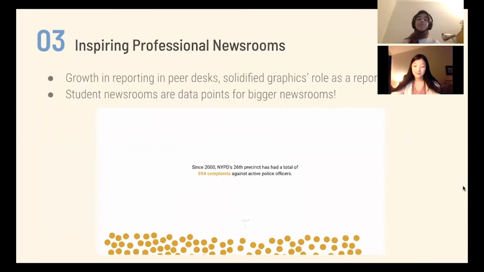So another thing I think we definitely wanted to touch on here is how student newsrooms can also inspire professional newsrooms and everyone watching this. So we wanted to talk about the growth in reporting in our peer desks and how that solidified graphics' role as a reporting section, but also how student newsrooms are data points for bigger newsrooms. So this is a brief screenshot of the story, and it's using 50A data that was published during the summer from ProPublica, BuzzFeed, and Nightclue about officer misconduct, and specifically CCRB substantiated allegations against officers.